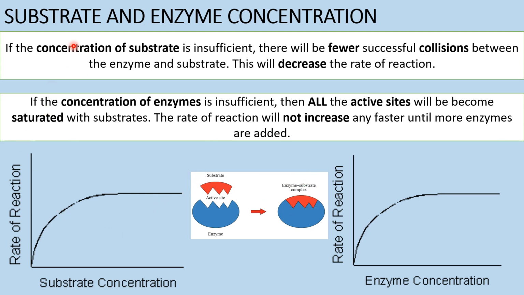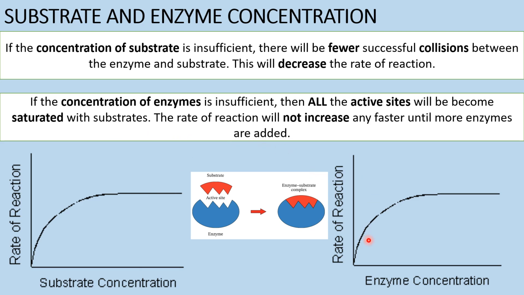So we can reverse this. If the concentration of the substrate is increasing, then we have more successful collisions between the enzyme and the substrate, forming more enzyme substrate complexes, which will increase the rate of reaction. This is where our graph goes flat, plateaus here, and this is telling us that all the enzymes are fully occupied. You can no longer increase it any further.